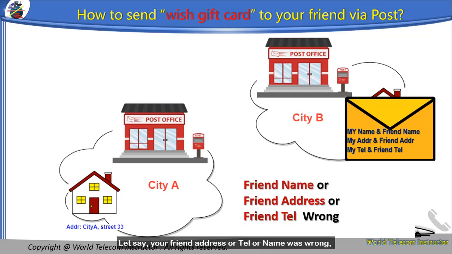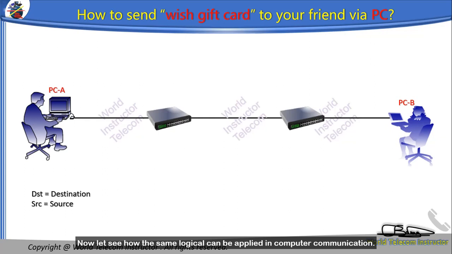So let's say you typed your friend's name wrong or your friend's address was wrong. The postman will not be able to deliver the card. The same logic is applied in computer communication. Now, let's see how the same logic can be applied in computer communication.